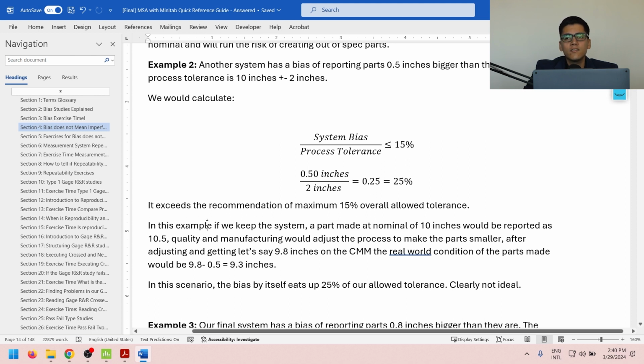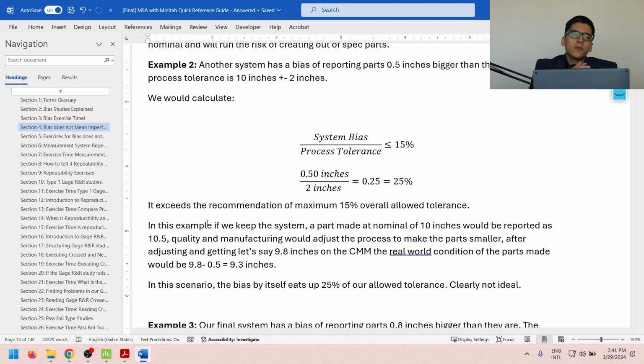If we keep this system in place, a part made at nominal settings of 10 would be reported as 10.5. Quality and manufacturing would adjust the process to make the part smaller, and after adjusting, let's say I get 9.8 inches on the CMM. The real world condition of the part might be around 9.3 inches. In this scenario, the bias by itself is eating up 25% of my allowed tolerance, clearly not ideal.